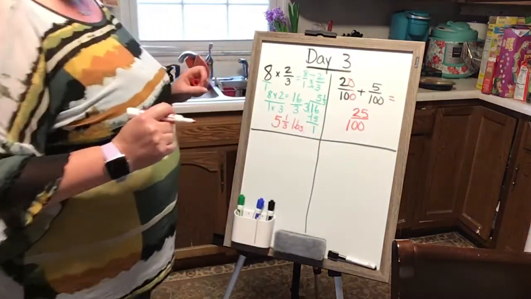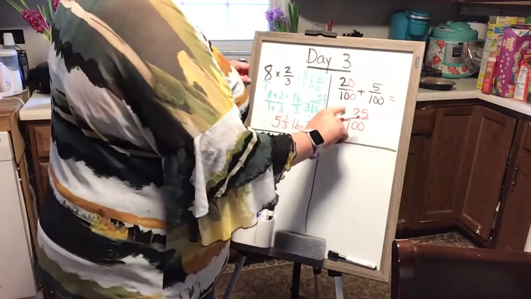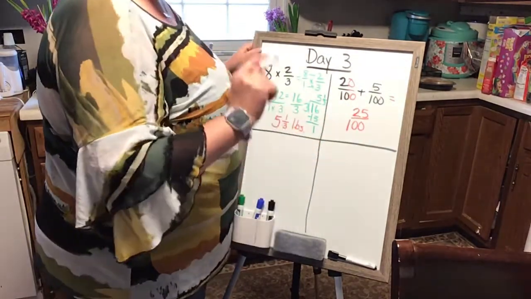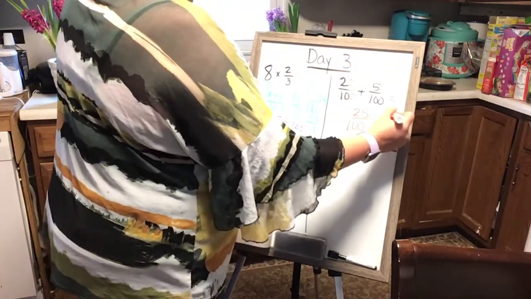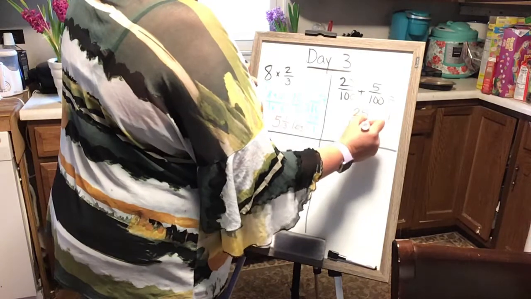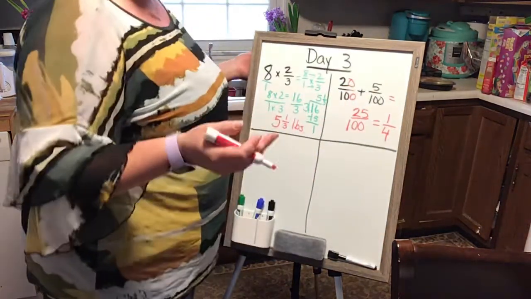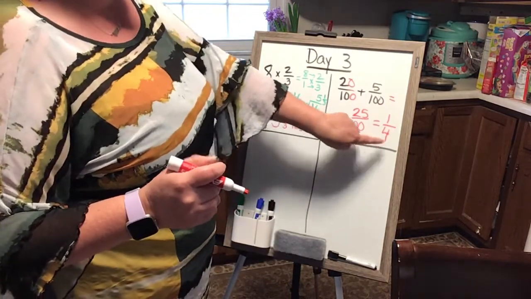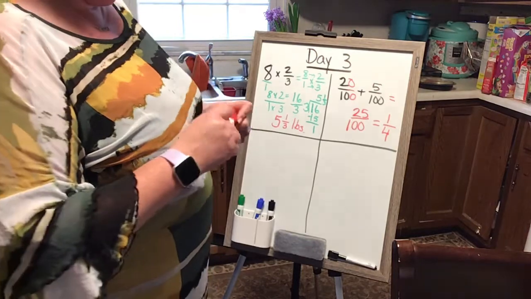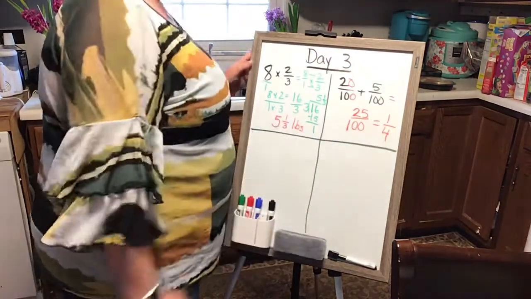And guys, to put that in lowest terms, you can actually divide 25 and 100 both by 25. 25 divided by 25 is 1. 100 divided by 25 is 4. Think of 4 quarters and a dollar, okay? So 25 hundredths reduces to 1/4. So in lowest terms, your answer should say 1/4.